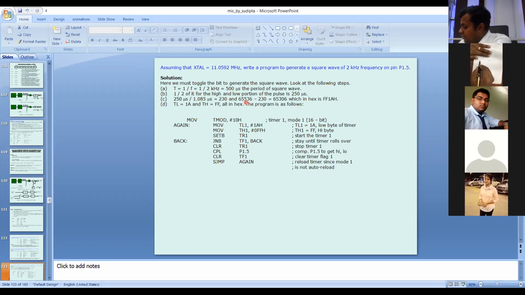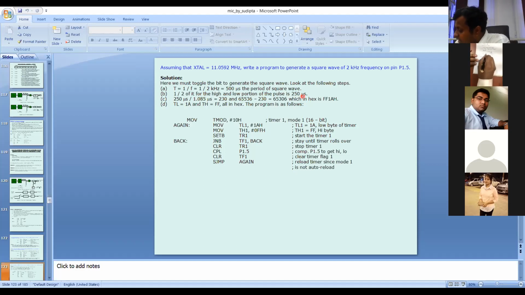So what will be T on and T off? T you already get as 500 microseconds. T is equal to T on plus T off. As we know, for a square wave, T on is equal to T off. So we can easily say T on is equal to T by 2, and T off is equal to T by 2. That's why we take half, that is 250 microseconds, for T on and T off. Is it clear or not? Yes, sir. Half for both.